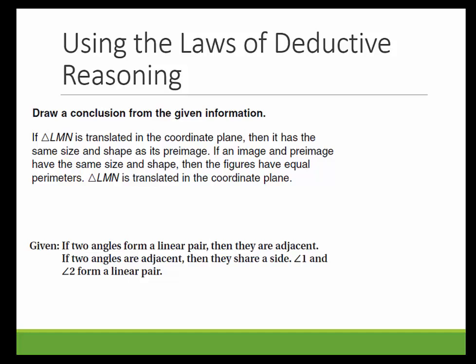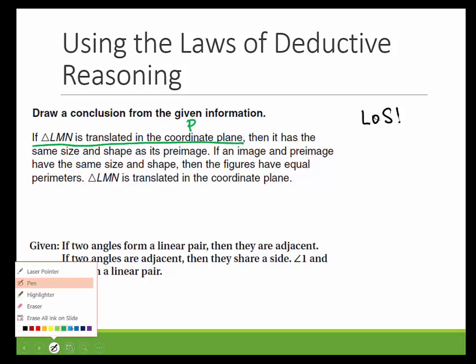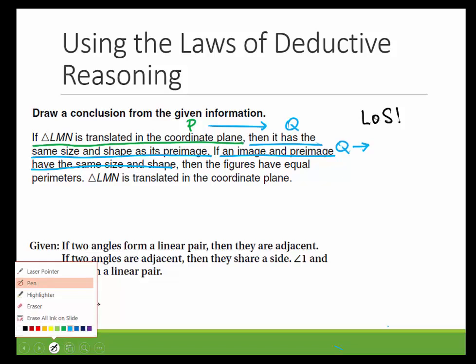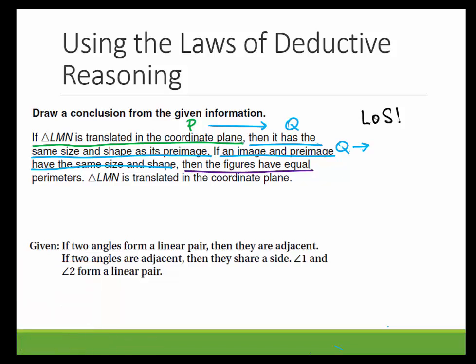So when I'm looking at this, I have a repeat here. So this tells me that I'm going to have to use the law of syllogism. I'm going to identify what my P, Q, and R are. So if this is translated in the coordinate plane, this is going to be my P. Then it has the same size and shape as its preimage. That's my Q. So our first P to Q. And then I see again, if an image and preimage have the same size and shape, so there's my Q again, but this time it's leading to something else. It's telling us about R. Then the figures have equal perimeters.